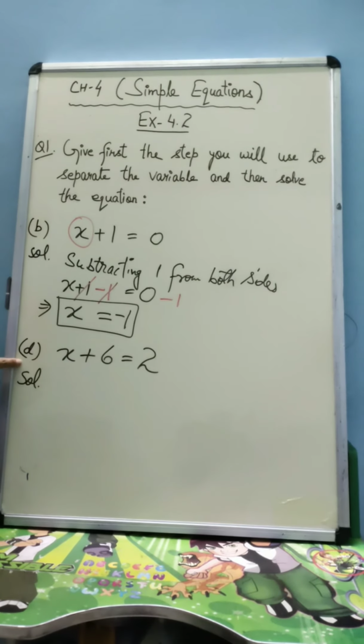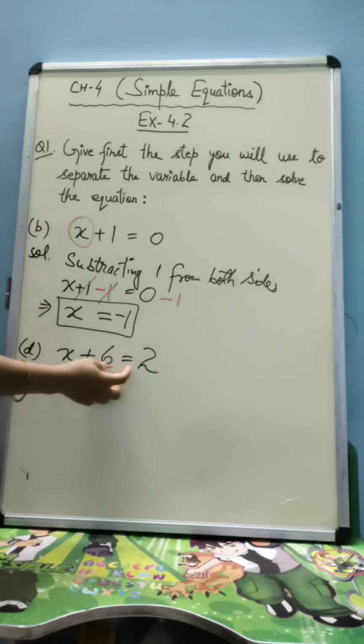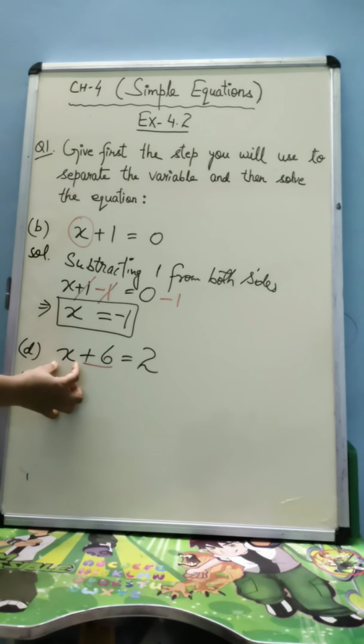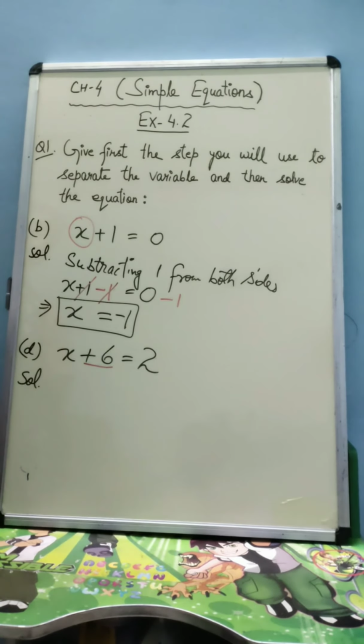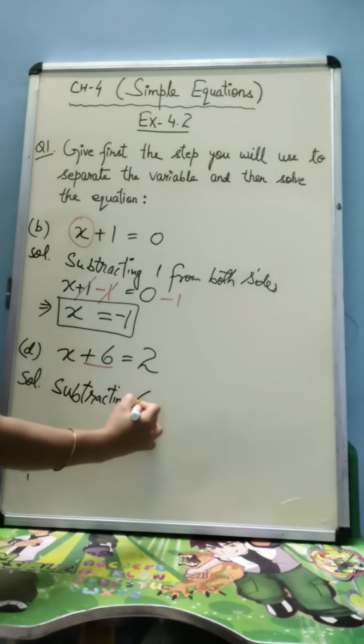Now the D part, students, it's x plus 6 is equal to 2. Again plus here, plus 6. So what we will do again, we will just subtract the same number from both the sides, because we want this variable x. So if we have plus positive of a number, we have to subtract, and if we have negative of a number, then we will add. Okay, so here also we have to subtract. So subtracting 6 from both sides.